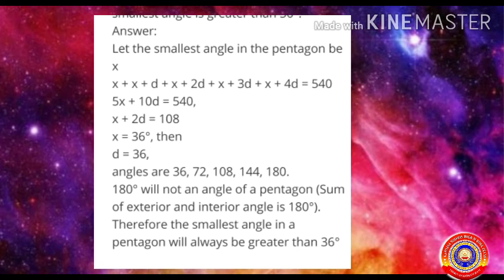Then 5x plus 10d equal to 540, x plus 2d equal to 108 and x equal to 36 degree. Then d is also equal to 36. The common difference is equal to 36. So we can write the angles as 36, 72, 108, 144, 180. Here we got 180, but 180 will not be an angle of a pentagon. Sum of exterior and interior angle is 180. Therefore, the smallest angle in a pentagon will always be greater than 36 degree. Is it clear for you, children? Okay.